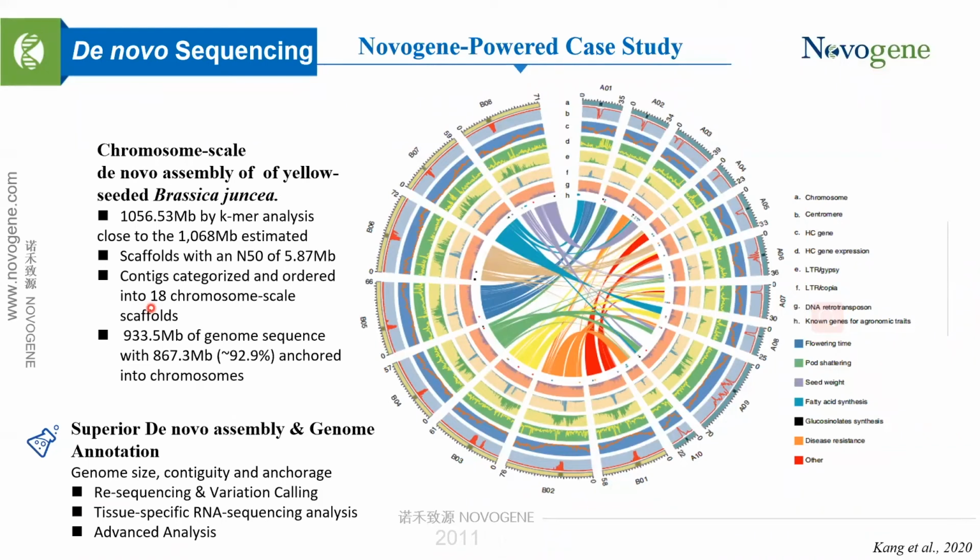165 misjoined contigs. The final de novo assembly captures 933.5 million bases of genome sequence, with 867.3 million bases, which is 92.9% of them, anchored into the chromosomes. And this de novo assembly of Brassica rapa is actually superior to any previous assembly versions in terms of the genome size, contiguity, and anchorage.